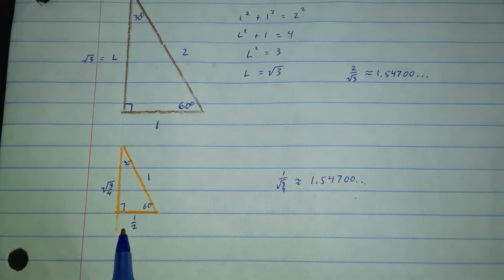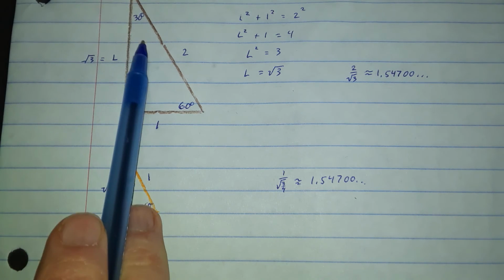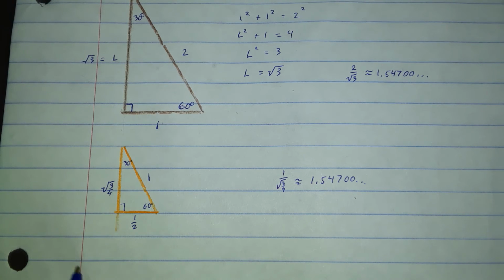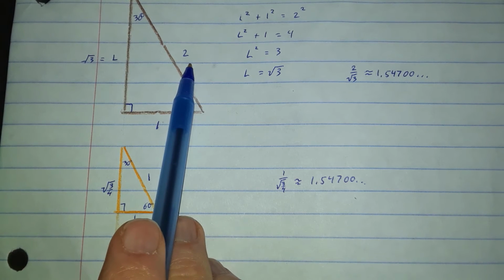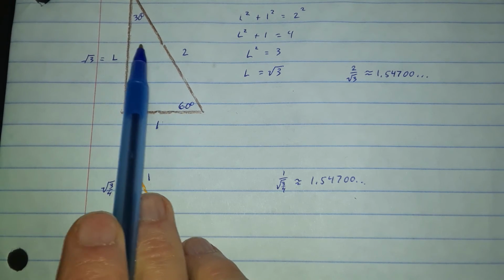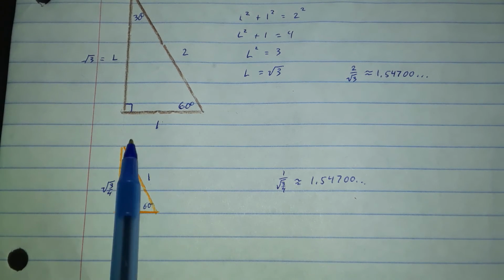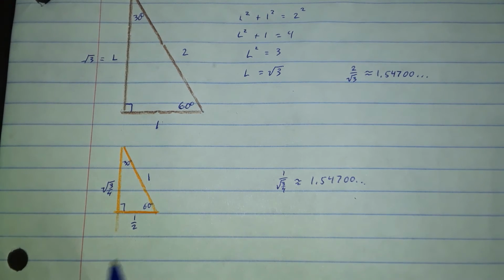So if we look at this side that's opposite the 30 degrees, we see it's a half. The side opposite of this 30 degrees is 1. And then the hypotenuse is 2 over here. The hypotenuse is 1 over here. We looked at the hypotenuse and this side on both these triangles, but now what about this opposite side and the hypotenuse? Do they also have a special property?